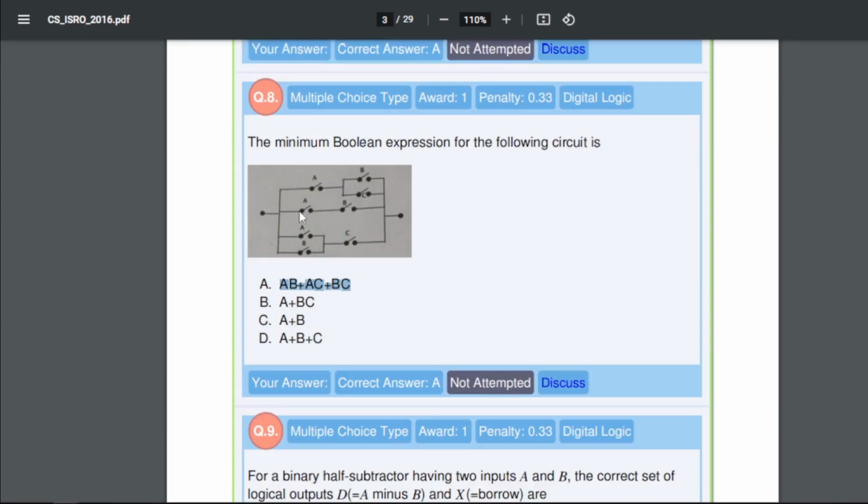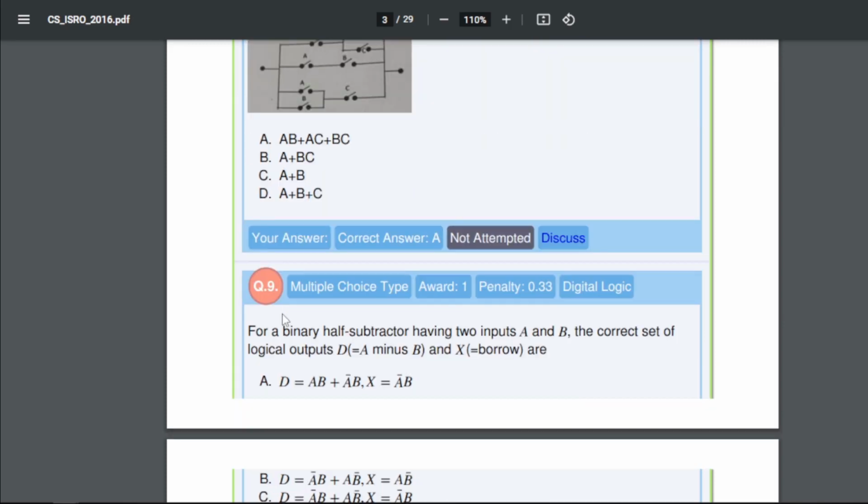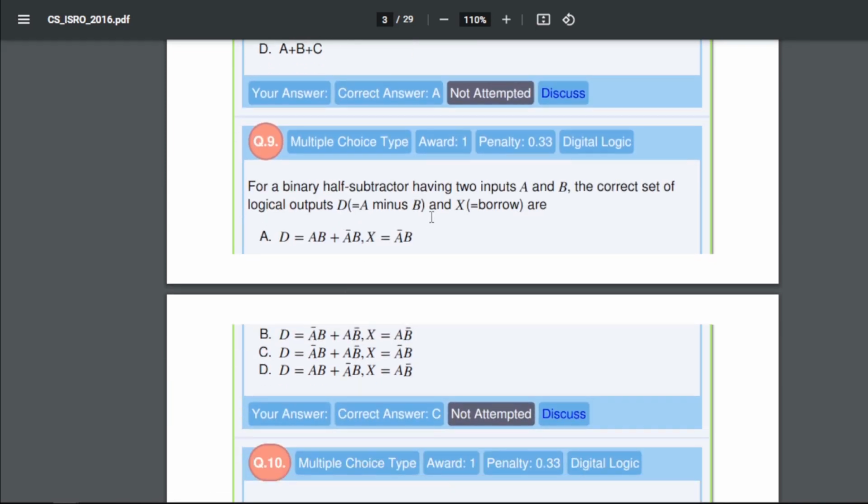Now question number 8 is, the minimum Boolean expression for the following circuit is what? If you solve this, you will get AB plus AC plus BC. Next is question number 9. For a binary subtractor having two inputs A and B, the correct set of logical outputs D equals A minus B and X equals borrow are what? If you solve this, the answer is C, that is D equals A bar B plus A B bar and X equals A bar B.